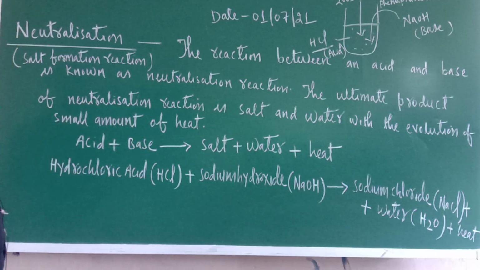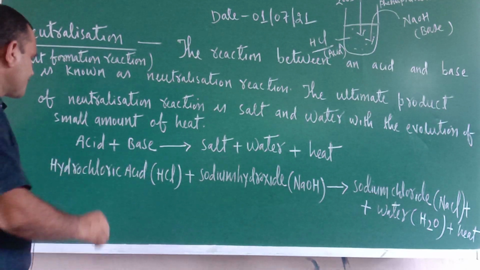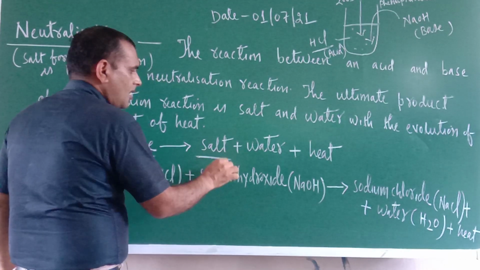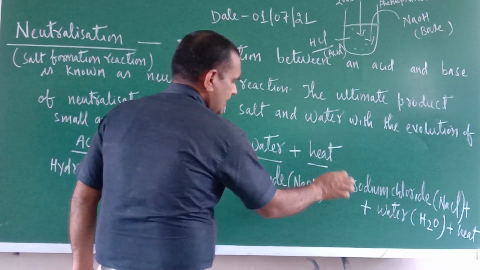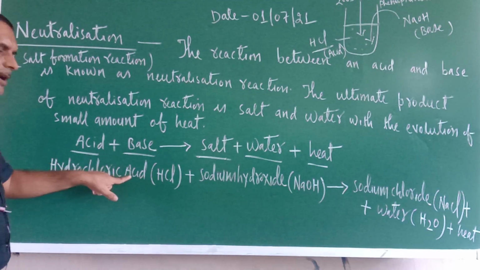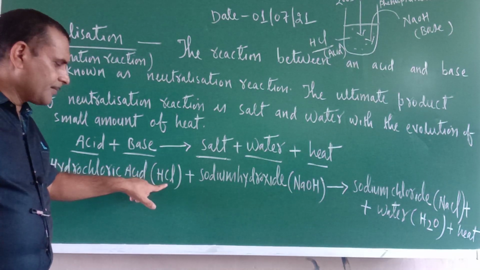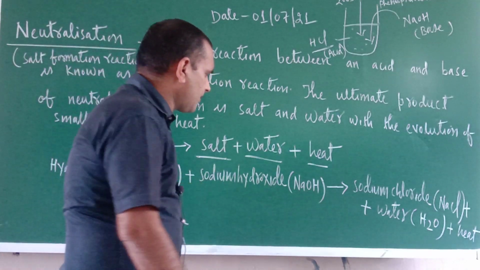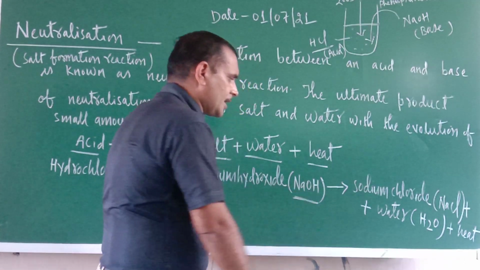That is why this reaction is called salt formation reaction. So acid plus base is equal to salt, water and heat. Now as an acid I am taking hydrochloric acid, its chemical formula is HCl. Sodium hydroxide, its chemical formula is NaOH.